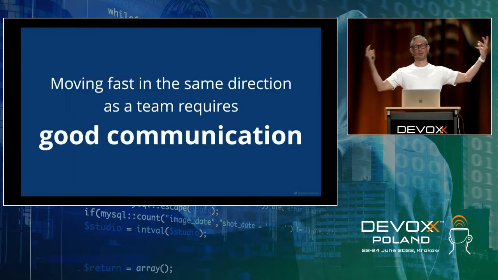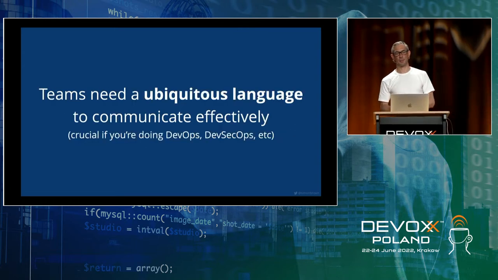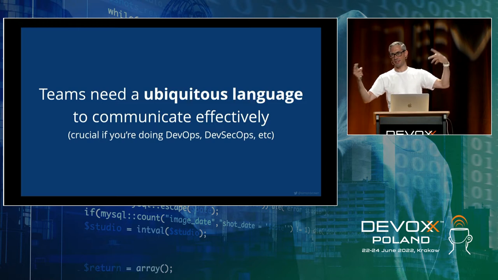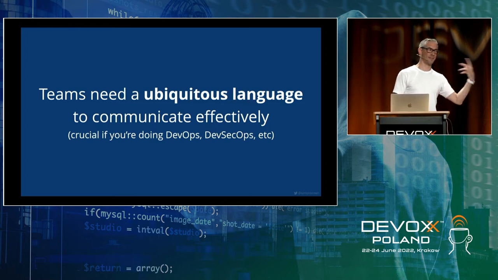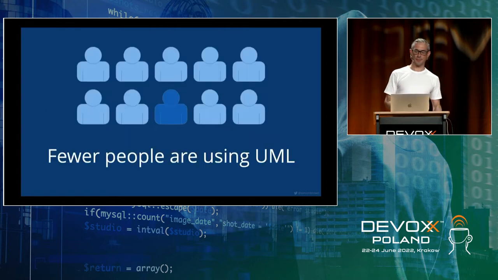So in order to move fast as a team in the same general direction, you need good communication. That's really all this is about. And teams need a ubiquitous language to communicate effectively. This is both inside your team units and also outside of your team units. And this is especially relevant if you're doing DevOps and DevSecOps and you're talking to infrastructure staff and security staff and so on and so forth.